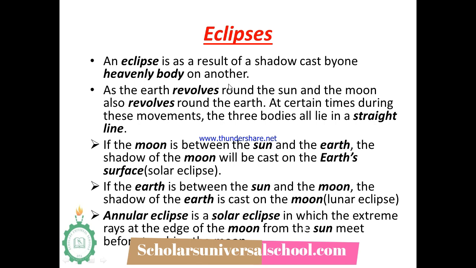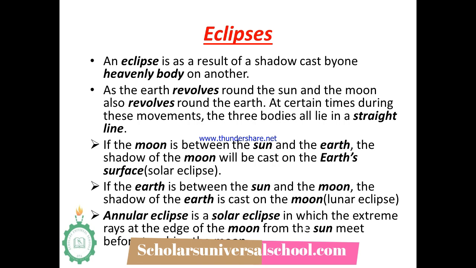And let's move on to eclipses. An eclipse is a result of a shadow cast by one heavenly body on another. Now what is a heavenly body? A heavenly body is a body that is in space, a space body. But note, you have satellites in space, but a satellite is not a heavenly body. A heavenly body is a natural body that is in space. You understand?